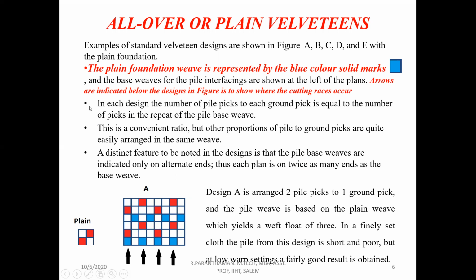In each of these designs, the number of pile picks to each ground pick is equal to the number of picks in the repeat of the pile base view. Second point: this is a convenient ratio, but other proportions of pile to ground picks are quite easily arranged in the same view.